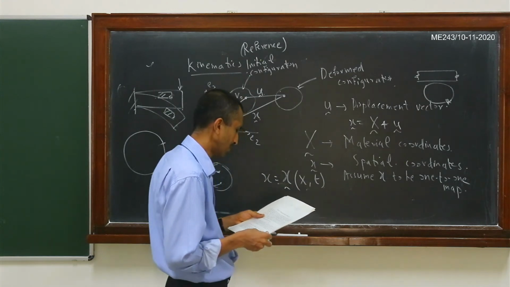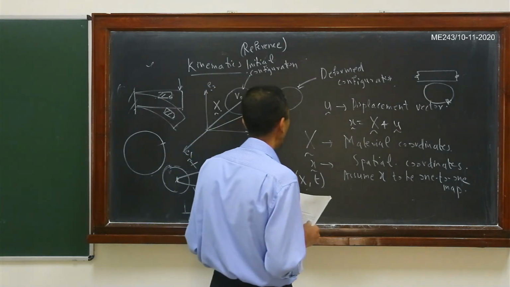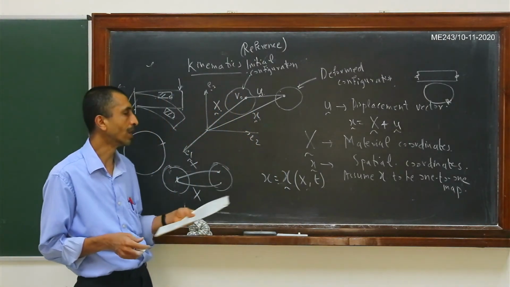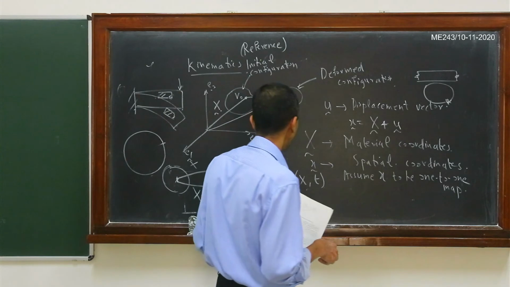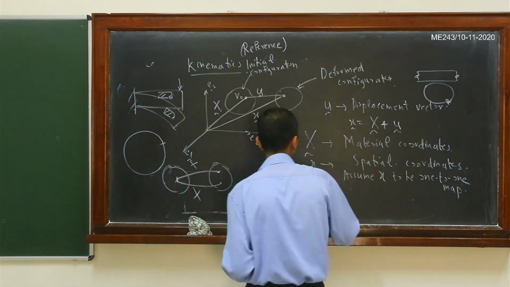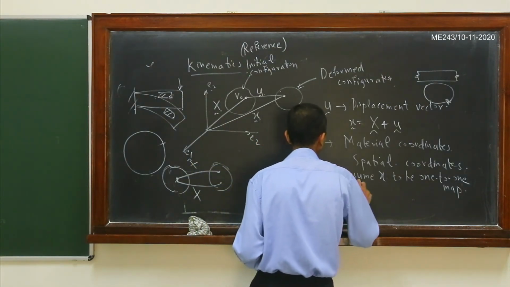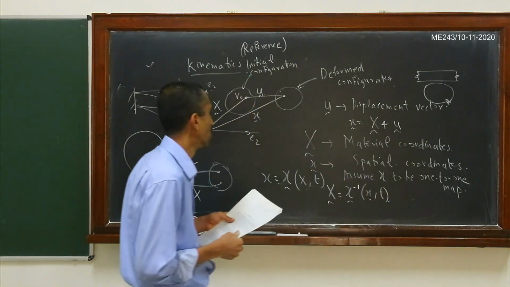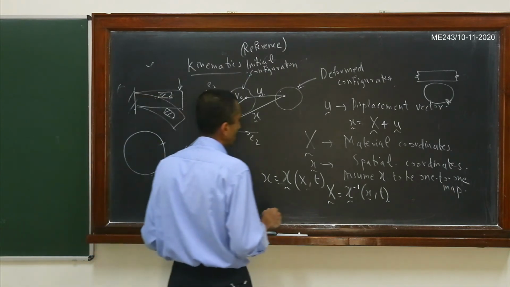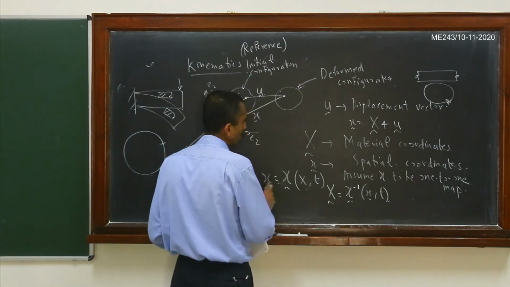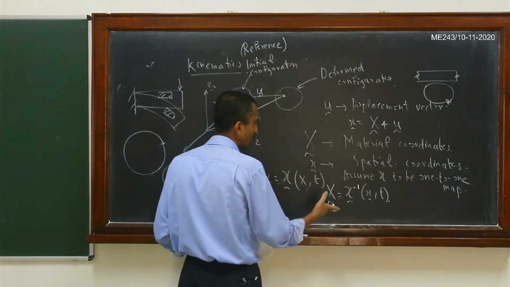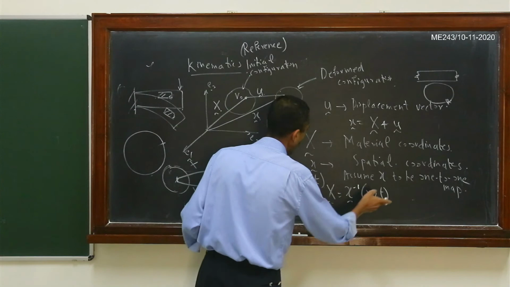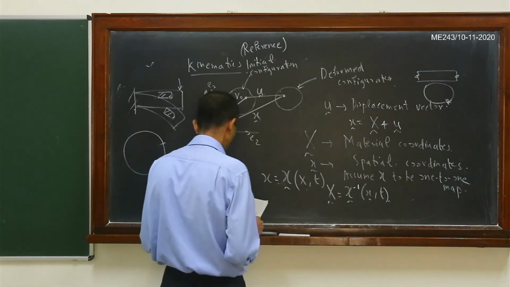hold. Then once we assume that this one-to-one mapping holds, we can invert this, because it's a one-to-one map. We can invert this particular relation, and that inverse mapping I will call chi inverse. So X now is equal to chi inverse of x comma t. So I can either express the small x in terms of capital X comma t, or I can express capital X in terms of small x comma t using the inverse map.